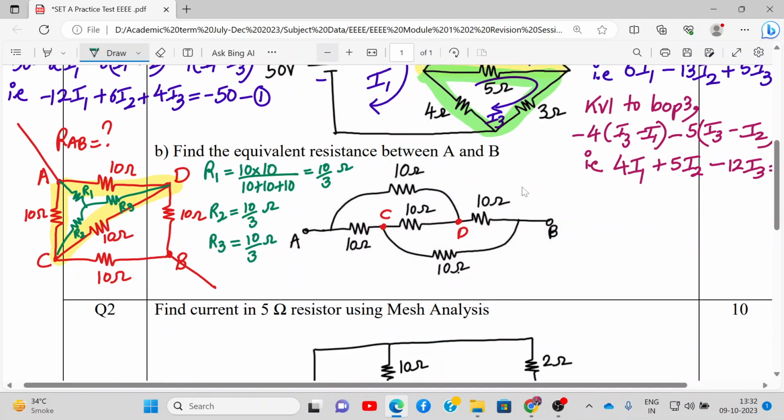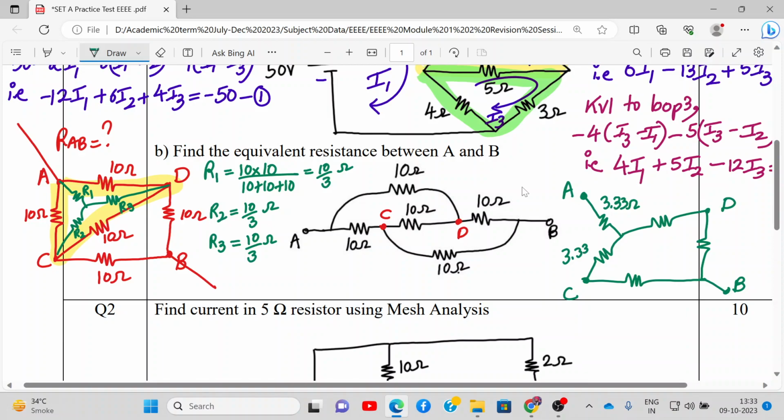So I'm redrawing the network over here. So here I have this star. The delta will go, now only star will remain. So this is A, all right. This is C, this is D. So this 10 ohms are gone. Now remaining 10 ohms are as follows. Okay, and this is point B. This value is 10 by 3. That will be 3.33. This will also be 3.33 ohms, and this also will be 3.33 ohms. This will be 10 ohms. This will be 10 ohms.